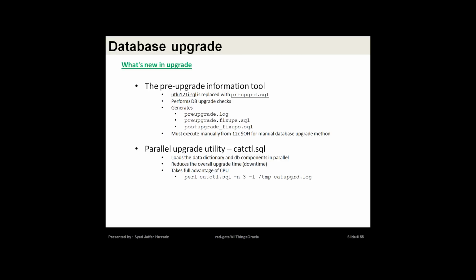So the pre-upgrade fix-up SQL basically tells you if there is anything that you need to fix up before you go with the upgrade. And there is a post-upgrade fix-up script that will tell you to run the script after the database upgrade. So it is very important that for a manual upgrade, you read this log as well as refer to these SQL scripts to perform any pre and post fix-ups. And there is another new addition to database upgrade, which is the parallel upgrade utility, catctl.